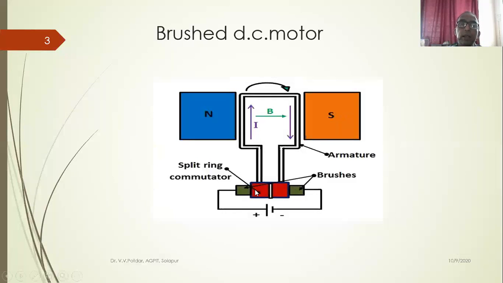Let us try to clarify this a bit. So this is a slip ring commutator. A sectional view is shown here. A single coil is shown here. You have a north pole, south pole. This is a permanent magnet on the stator, and this is the armature through which current I is flowing. This is a split ring commutator, and these are the brushes through which the voltage is supplied. So this is the magnetic flux density B.